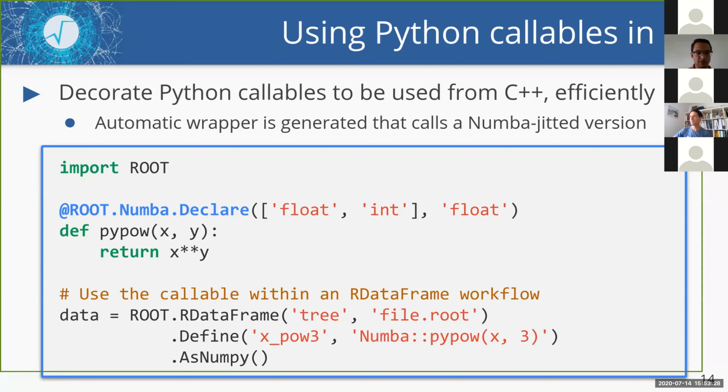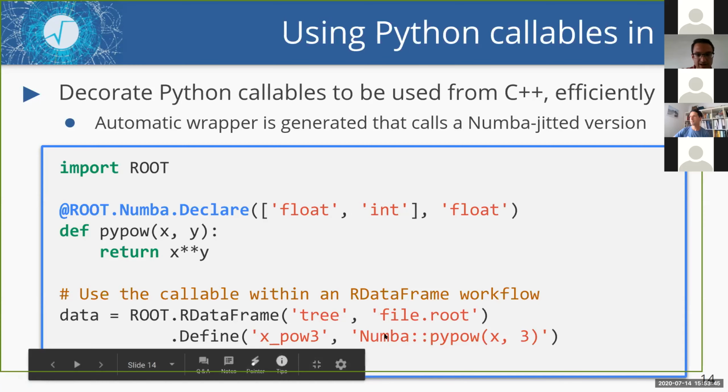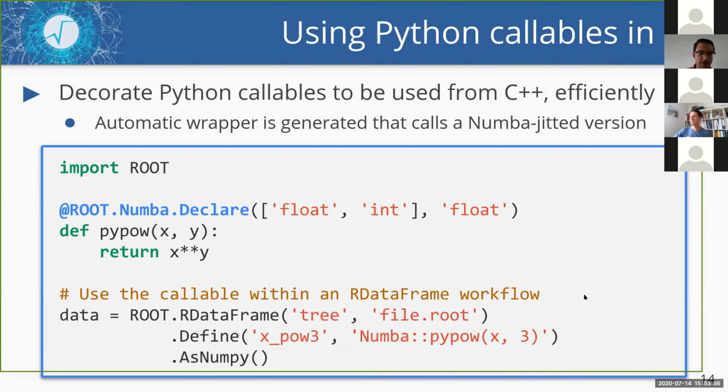How is this useful? For instance, we had users that wanted to use this from our RDataFrame. Imagine that you have an RDataFrame workflow and you want to use some Python callable from your RDataFrame workflow. You can decorate it like this, and then, for instance, in a Define, you can use it like this, right? So this is actually the C++ wrapper that we generated, and this C++ wrapper will call into the Python callable.